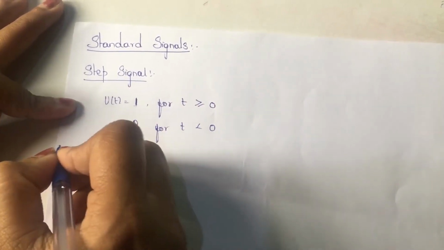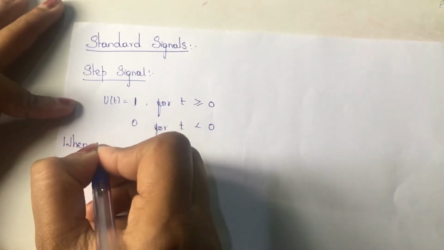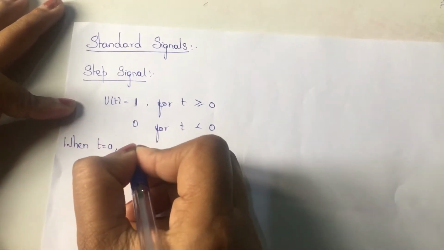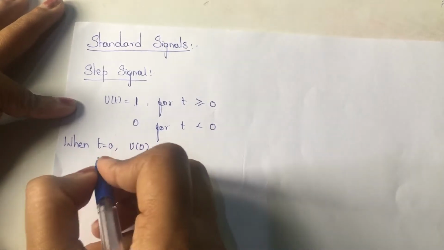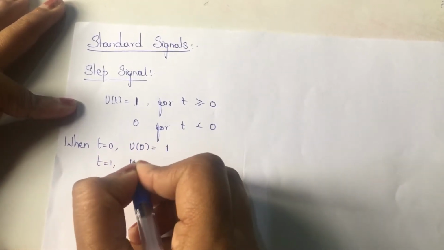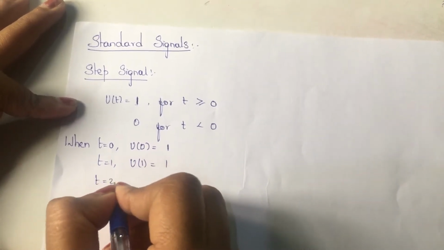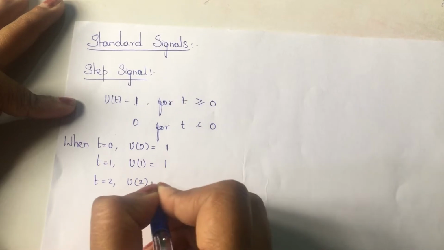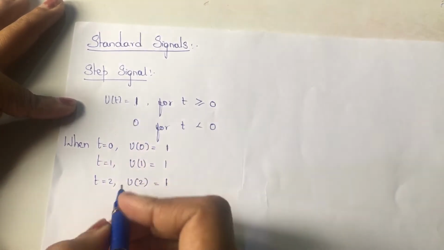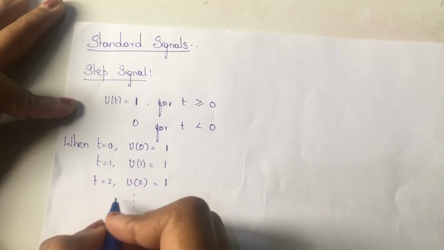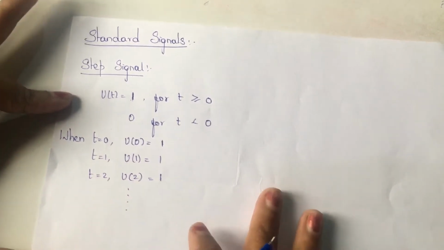See, when I start to apply this interval, when t is equal to 0, u of 0 is also 1. Now when t is equal to 1, u of 1 is equal to 1. When t is equal to 2, u of 2 is equal to 1, because we don't have any t variable here. It keeps on going when we apply this till t is equal to infinity.